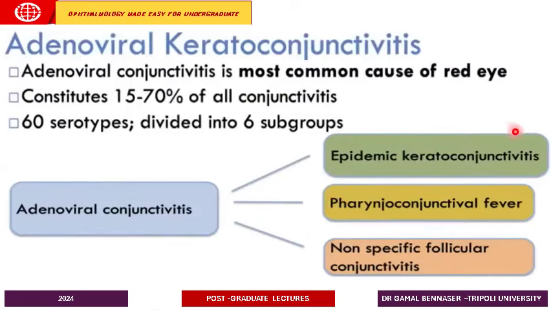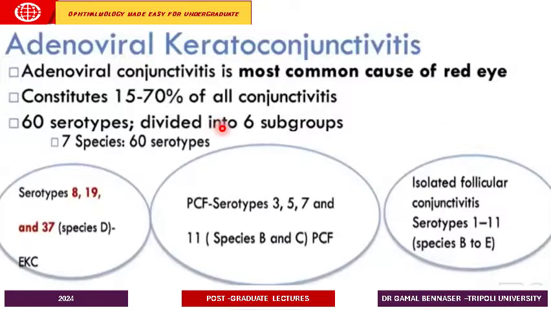For us, we'll concentrate on this one because we want to speak about the keratitis features of this adenovirus. As I said, there are 60 serotypes. The most common for adenoviral epidemic keratoconjunctivitis are serotypes 8, 19, and 37, subgroup D. Subgroup D is the most common cause.